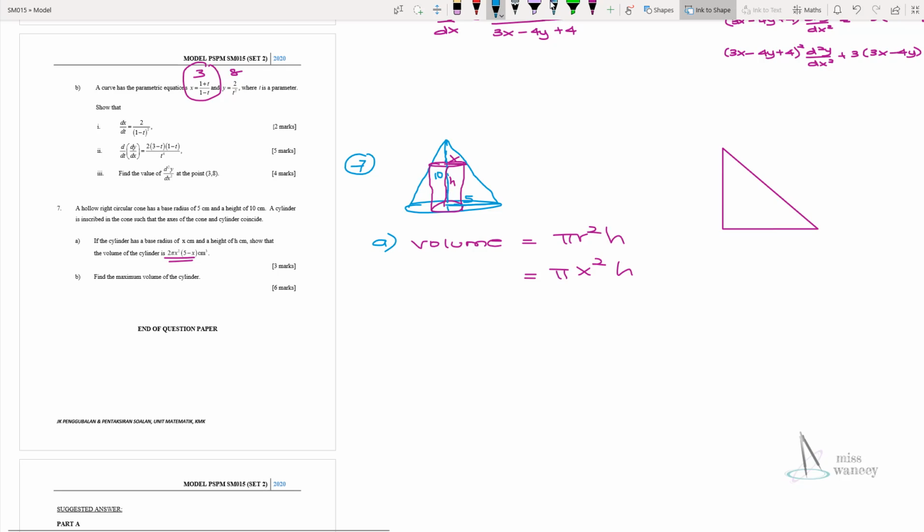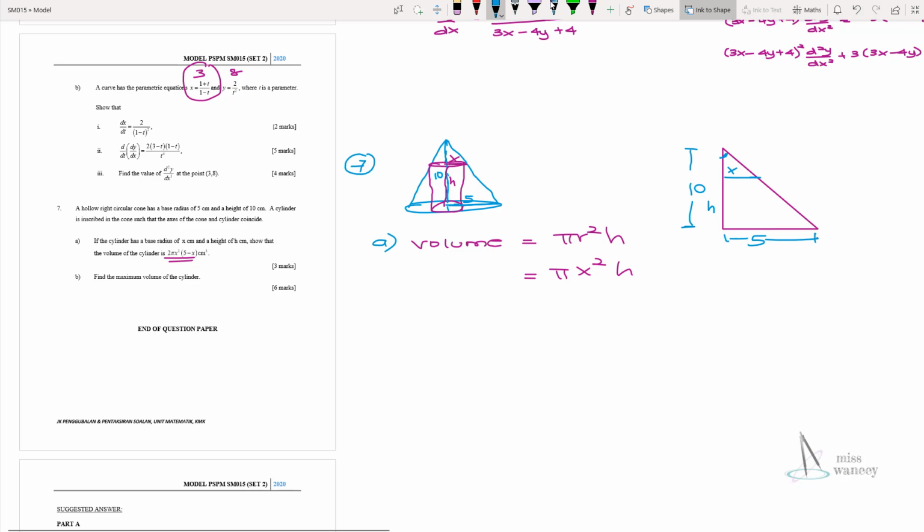Okay, so now, what do I have here? This is 5, this is 10, sebab ini adalah triangle yang besar. Untuk kita punya cylinder, this is the X and this is the H. Okay, so I'm gonna compare the trigonometric ratio.